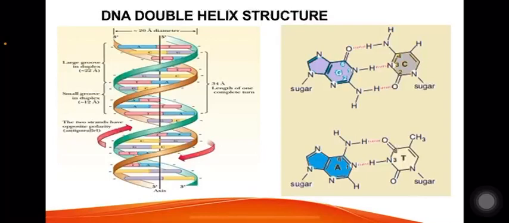And it has 10 base pairs per turn. One complete turn is 36 angstroms and the width of this is 20 angstroms.